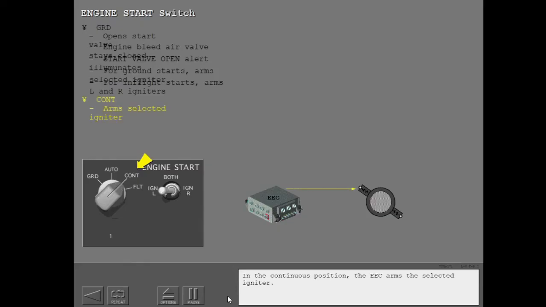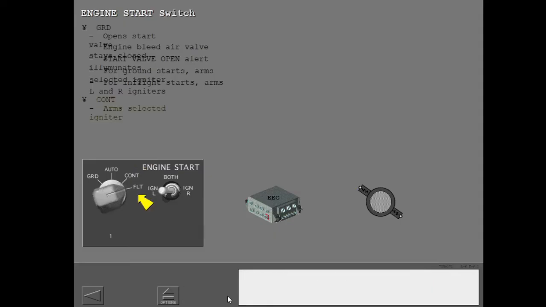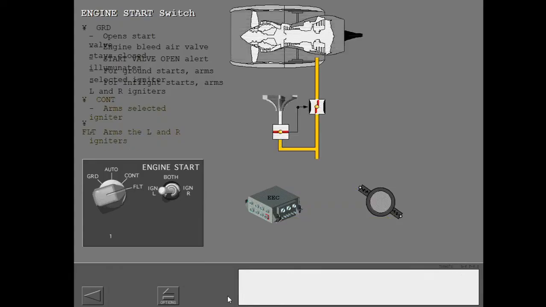In the continuous position, the EEC arms the selected igniter. In the flight position, the EEC arms the left and right igniters. The continuous and flight positions have no effect on the position of the start valve or the engine bleed valve.